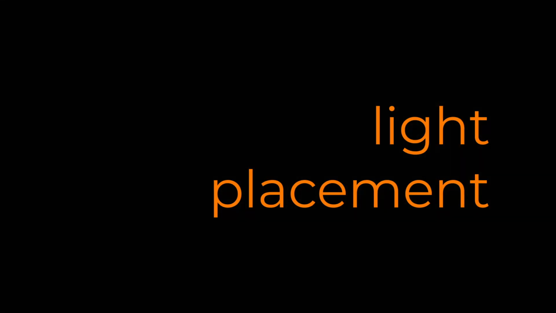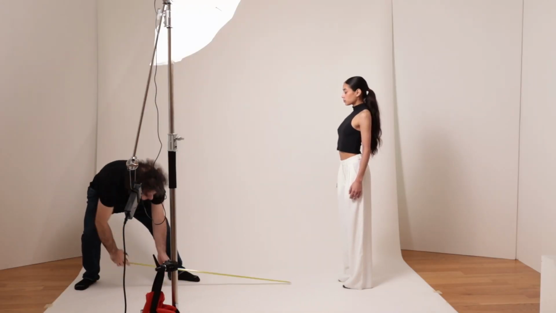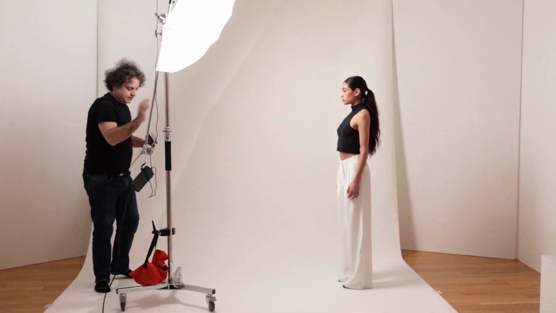Da Vinci's really particular in where he wants his light positioned. In general, he states that the height of the light should be so arranged as that every object shall cast a shadow on the ground of the same length of itself. Here's an example with the results of that calculation. The person in the portrait is 5.5 feet tall, so if I want the light 5.5 feet away from them, it has to be 11 feet in the air.